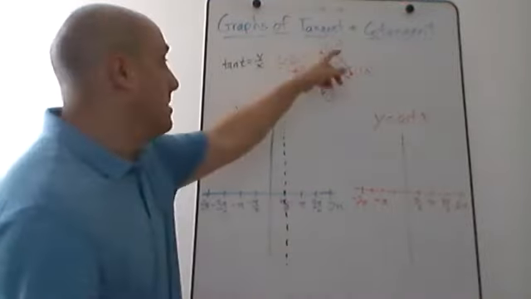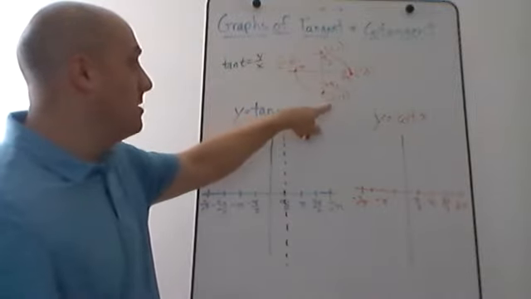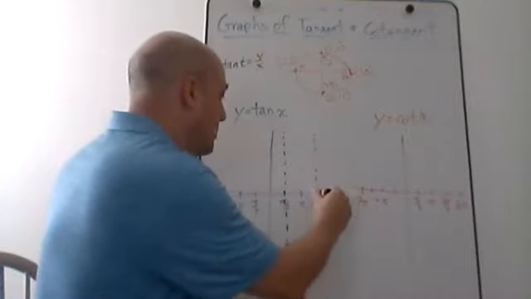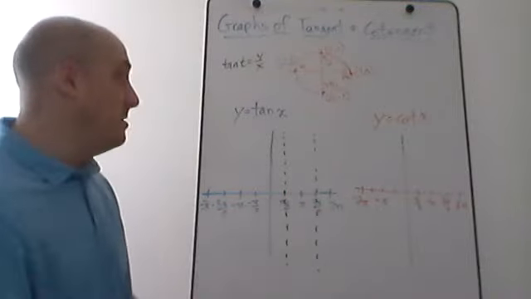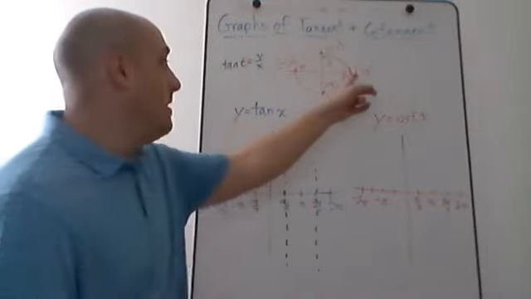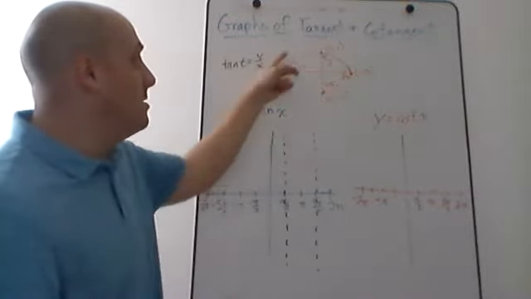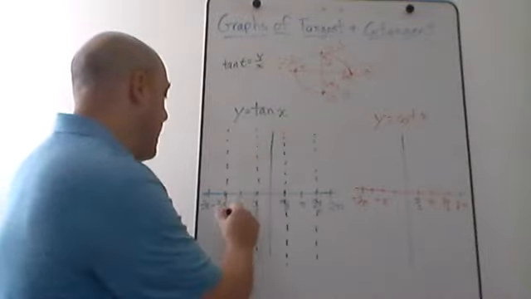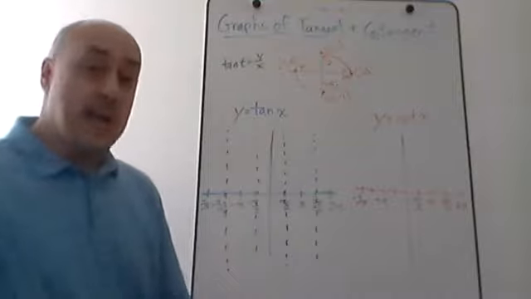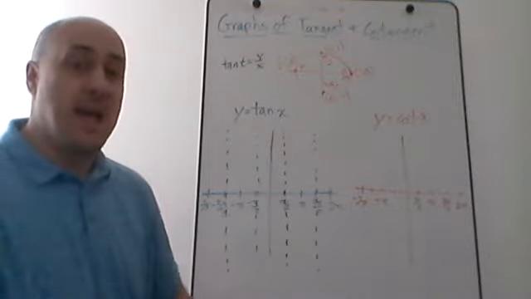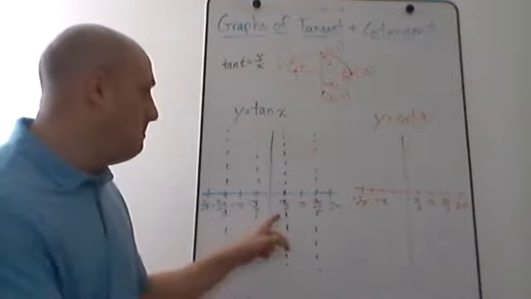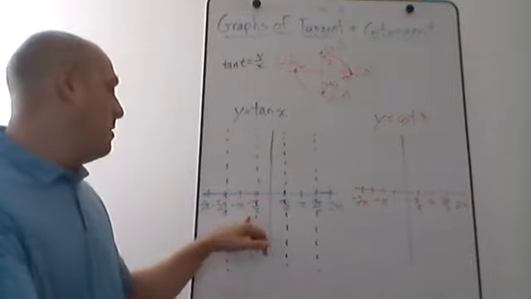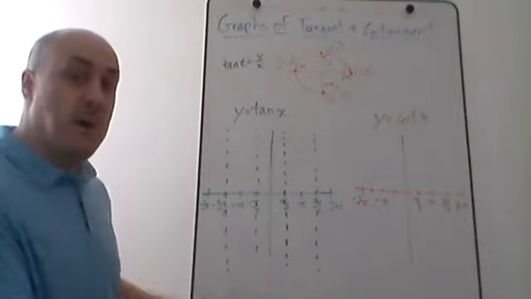Where else does x equal 0? Well, if I go around to here, at 3 pi over 2, I also have an x-coordinate of 0. So at 3 pi over 2, I'm once again going to have a vertical asymptote for the tangent function. And same for negative values. If I go in the negative direction, at negative pi over 2 and negative 3 pi over 2, I'm going to have vertical asymptotes for the tangent graph. So the tangent function is going to have vertical asymptotes at every pi over 2 number: pi over 2, 3 pi over 2, 5 pi over 2, 7 pi over 2, negative pi over 2, negative 3 pi over 2, negative 5 pi over 2, and so on.